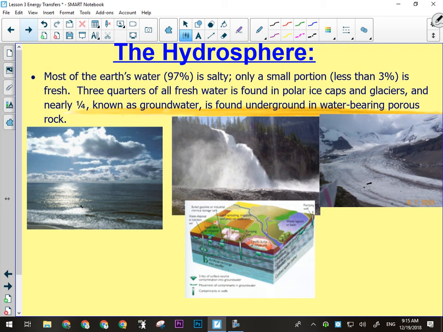Yeah, they're shrinking all the time. Okay, that's the Robson Glacier. So I showed you that picture of Mount Robson yesterday. Okay, that's like right over here. All right, so this is the Robson Glacier.